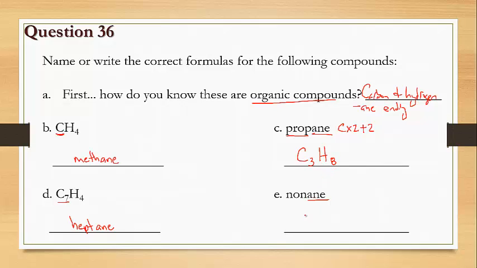And then the next one would be nonane. So non means 9, so it's carbon, 9 of them, followed by the correct number of hydrogens, which would be times 2, 18, plus 2 more, which would be 20.